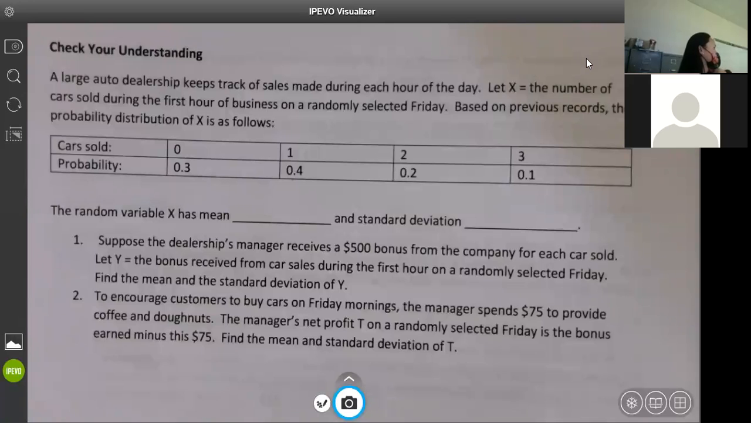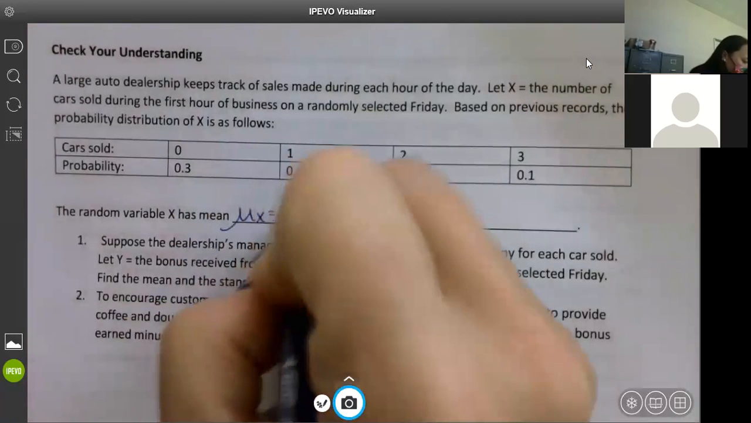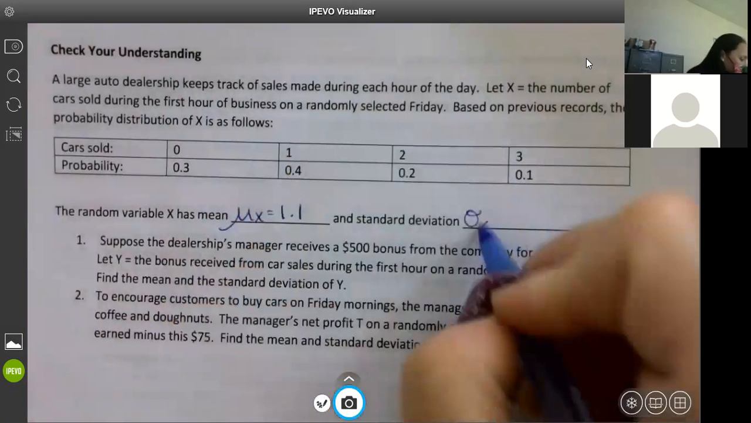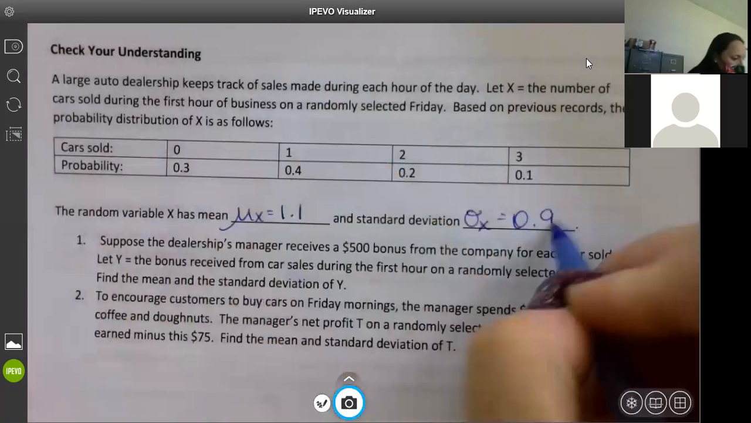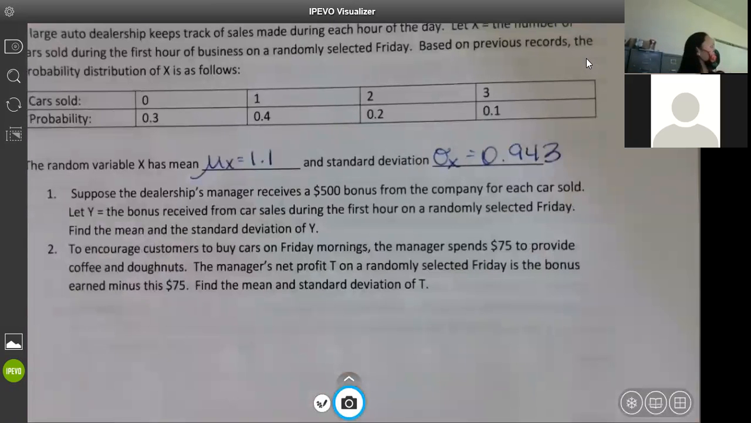Did y'all finish? What's your mean? Standard deviation. And they do 943, so I'm gonna leave it at that. I would do 3 decimals in stats in calc. I think you're supposed to do 4. I would not trust 2.